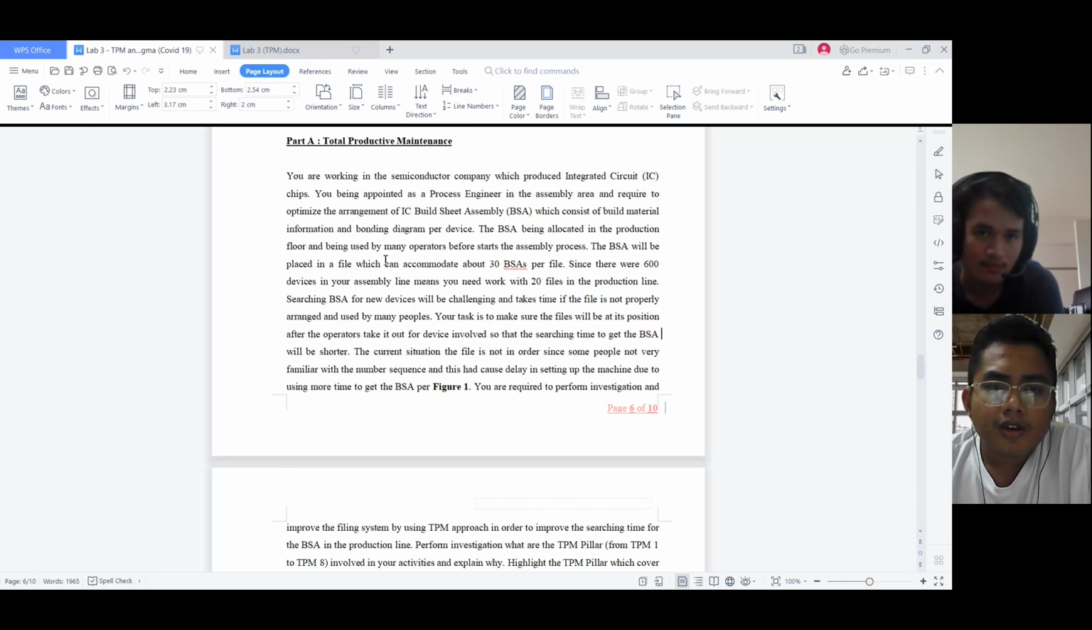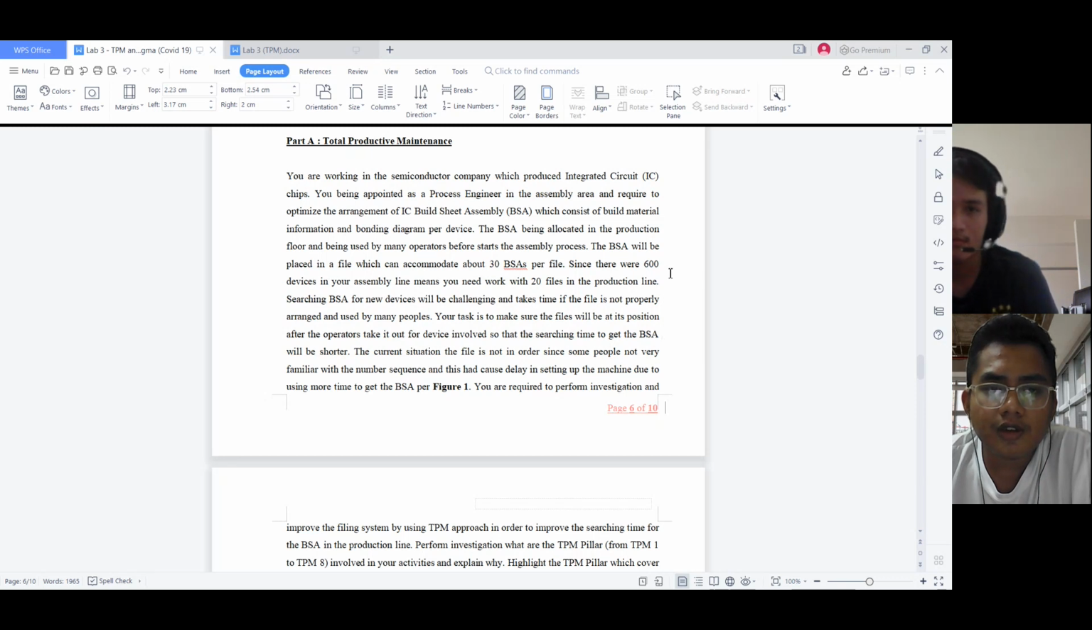You are working in a semiconductor company which produces integrated circuit IC chips. You are operating as a process engineer in the assembly area and are required to optimize the arrangement of IC build sheet assembly (BSA), which consists of build material information and bonding diagram per device. The BSA will be allocated in the production floor and used by many operators before starting the assembly process. The BSA will be placed in a file which can accommodate about 30 BSAs per file.